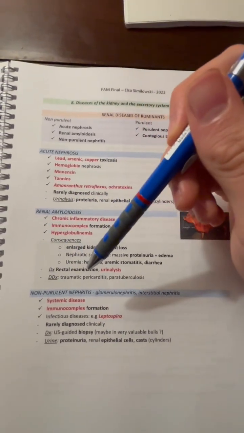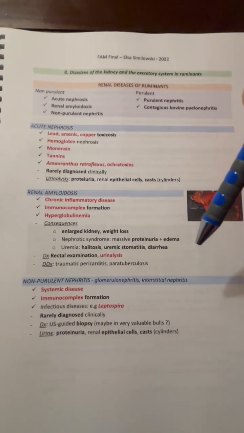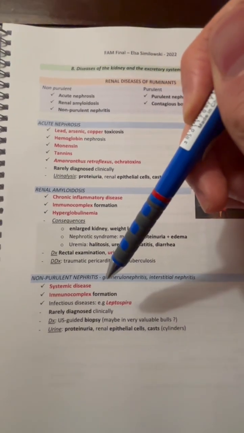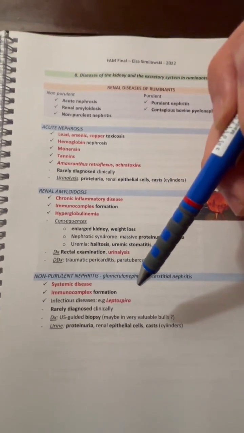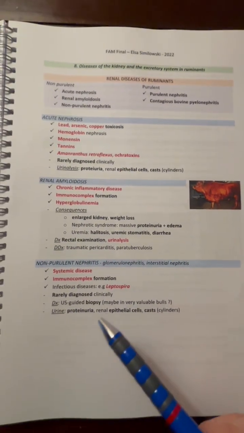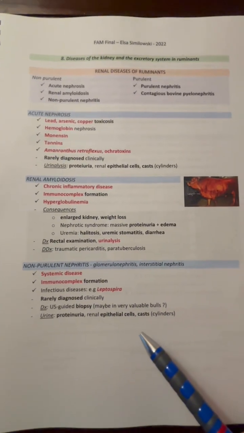Non-purulent nephritis, such as glomerulonephritis and interstitial nephritis, show signs of systemic disease and immunocomplex formation. It can be caused by infectious diseases such as leptospira. It is diagnosed with an ultrasound-guided biopsy. And in the urine, you can see proteinuria and renal epithelial cells and casts.